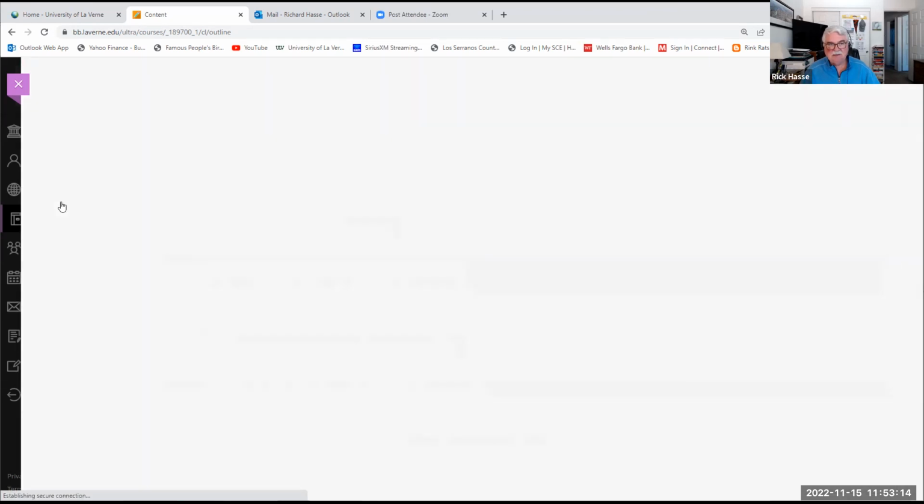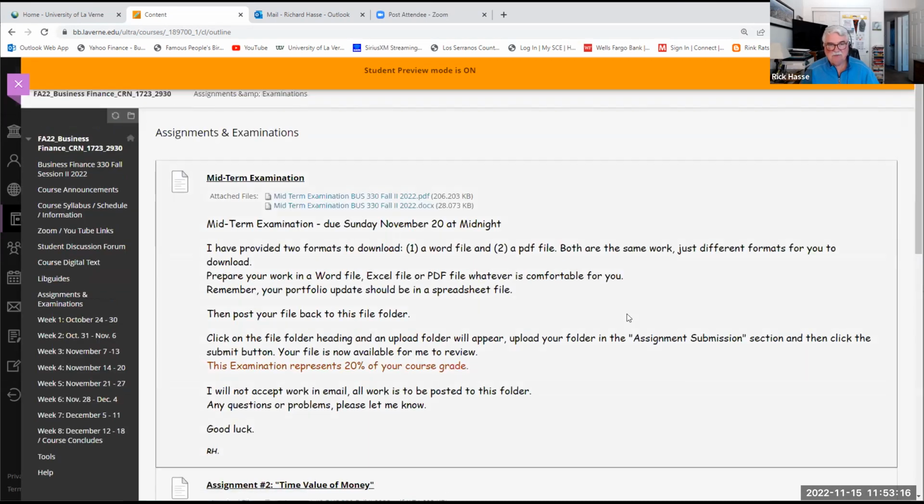Here's our assignments section. Midterm examination is now posted. As usual, 2 formats, a PDF format and a Word doc format, both the same. Again, for this examination, you have to submit 2 files: your work on the examination and also a spreadsheet file of your portfolio updates, okay? Portfolio updates, and we'll talk about that in just a minute. So the midterm examination files are now posted.